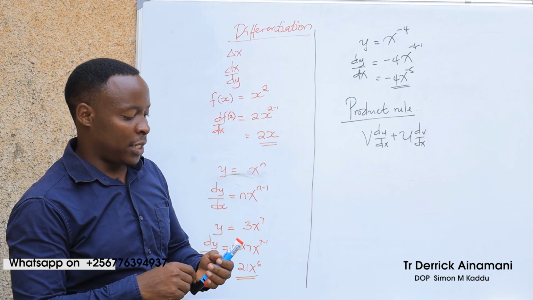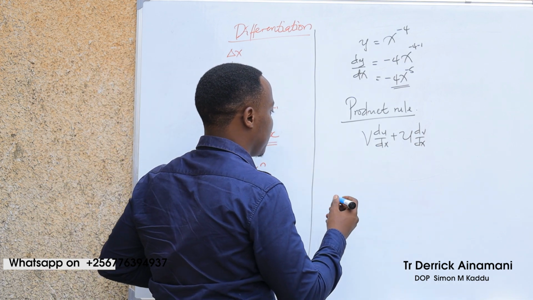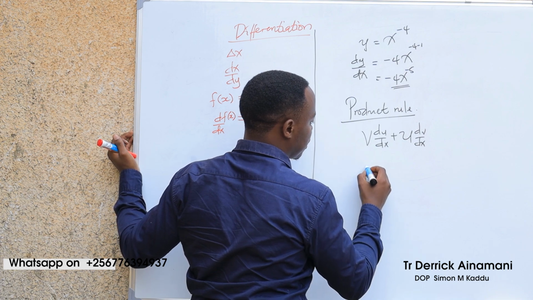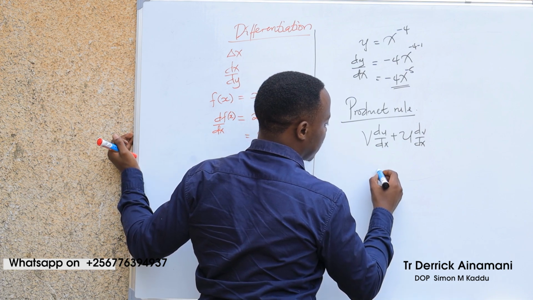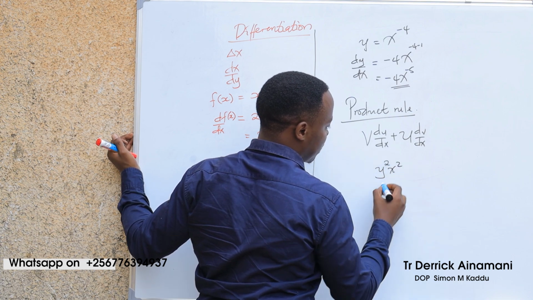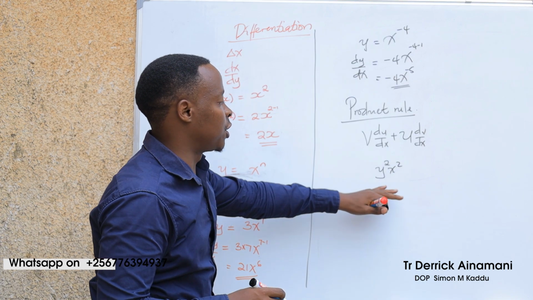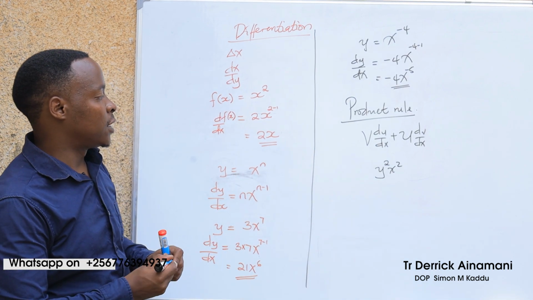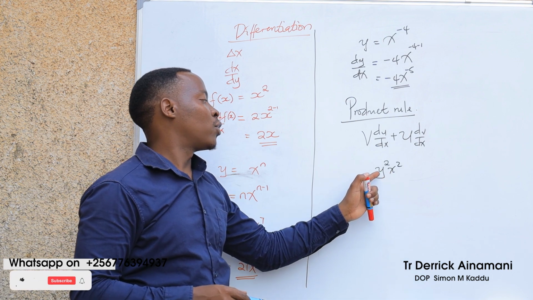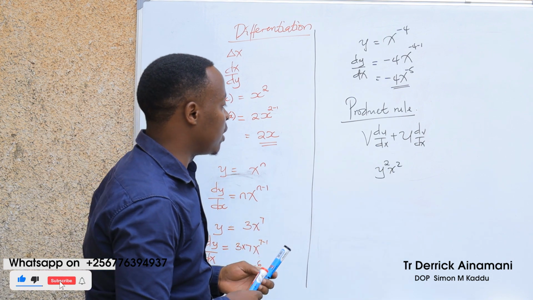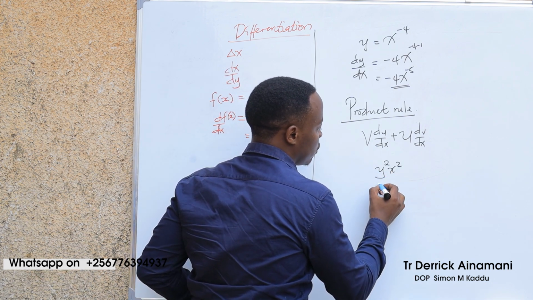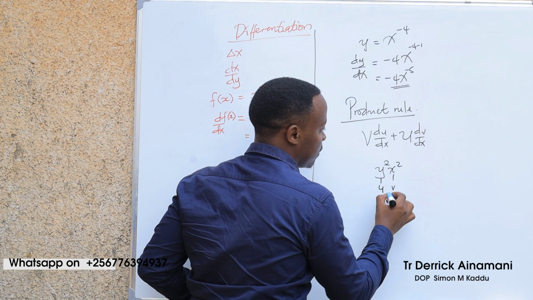Let me give an example. They say differentiate y squared x squared. You realize that this is a product, got by multiplying y squared and x squared. So you label it. This first one you call u, and this one is v.